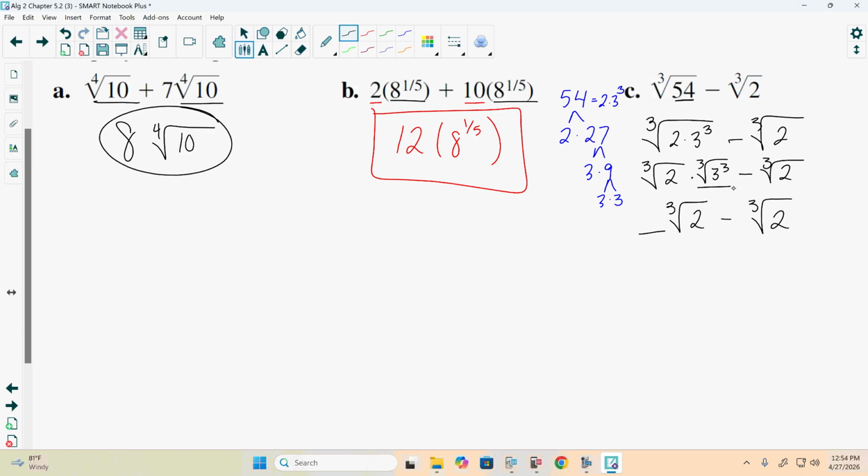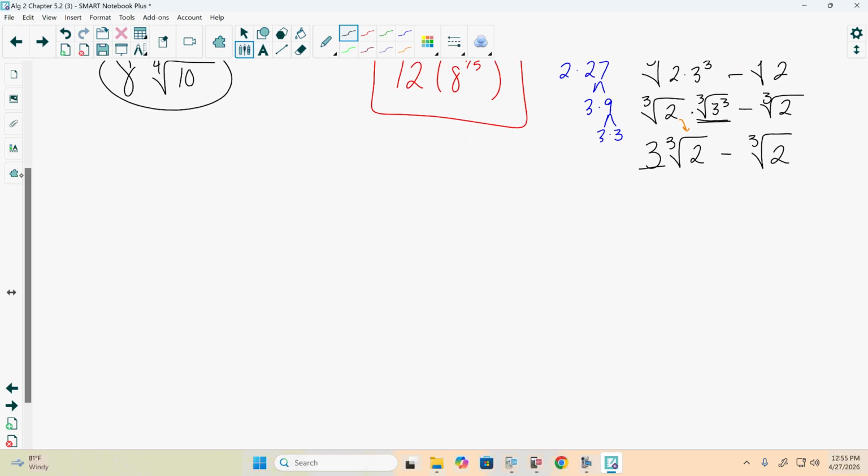We can use our product property with roots. The cubed root of 2 times 3 cubed is the same as the cubed root of 2 times the cubed root of 3 cubed. Well, cubed root of 2 is not going to reduce, it's just cubed root of 2. But the cubed root of 3 to the 3rd is what? 3. So we're saying that the cubed root of 54 is equivalent to 3 cubed roots of 2. Now do both terms have a cubed root of 2? Yes. So I'm really looking at 3 minus 1, which is 2 cubed roots of 2.